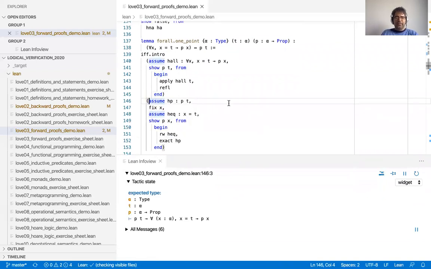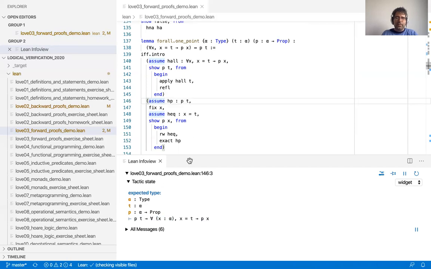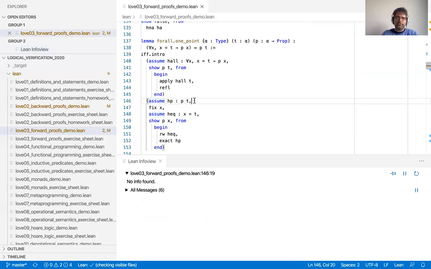So, okay, let's look at the goal, right? We see we have this implication here. So P of t implies a big for all. So implies here is the topmost symbol. We have an assume, so we have an assumption. So we write the assume here, right?